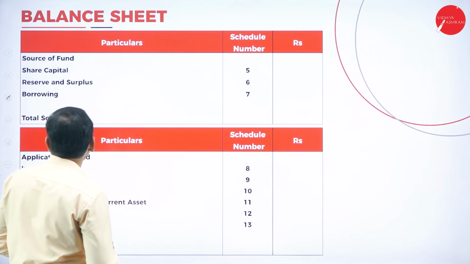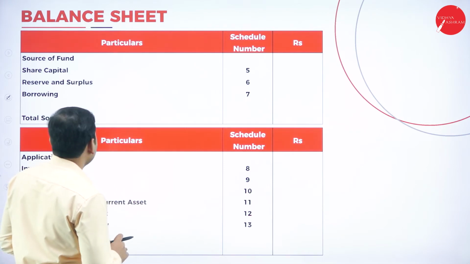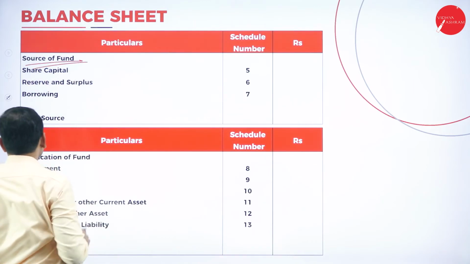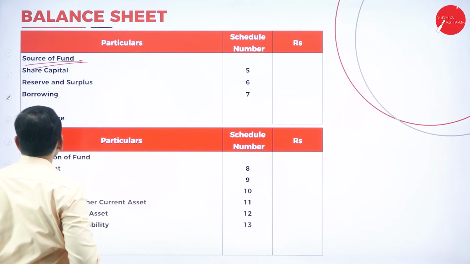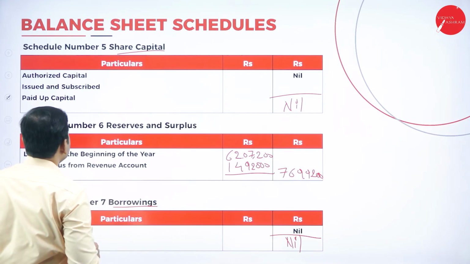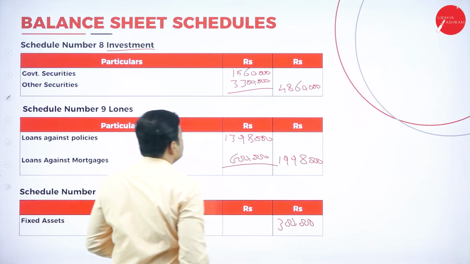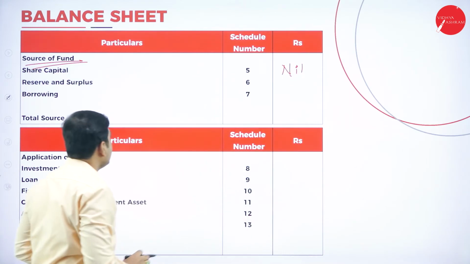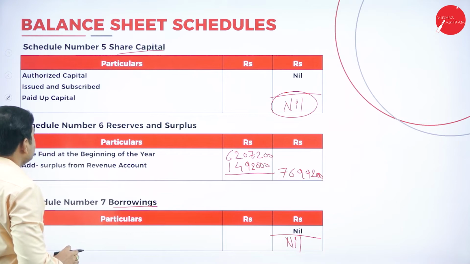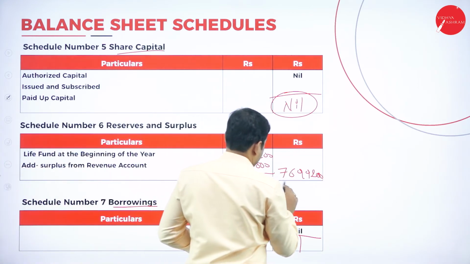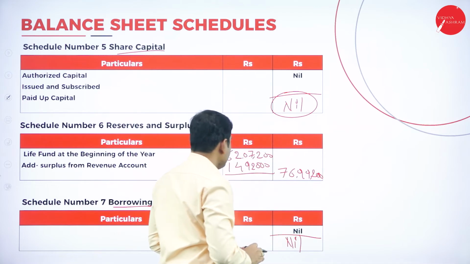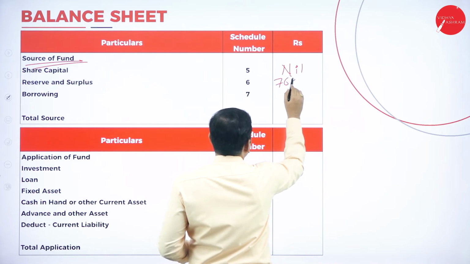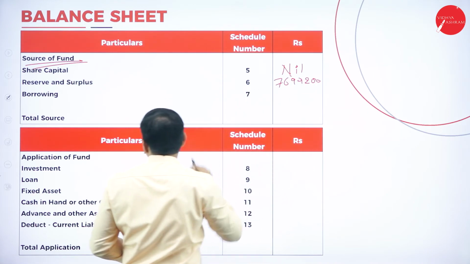Now let's go to the balance sheet. So balance sheet of the company. First one, source of the fund. So let's go to the source total. Share capital is first one, nil. Next one, reserves and surplus. So we have reserves and surplus of 76 lakh 99,200. Again coming to the borrowing.